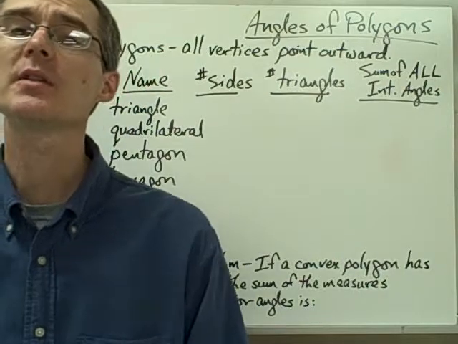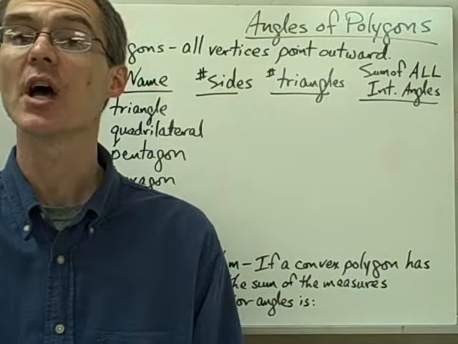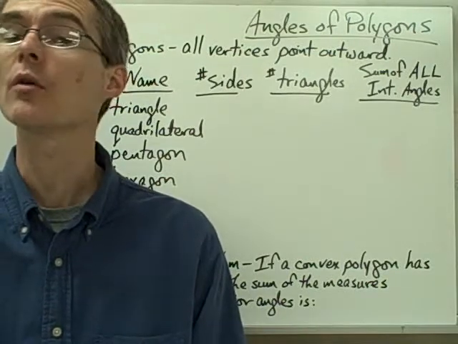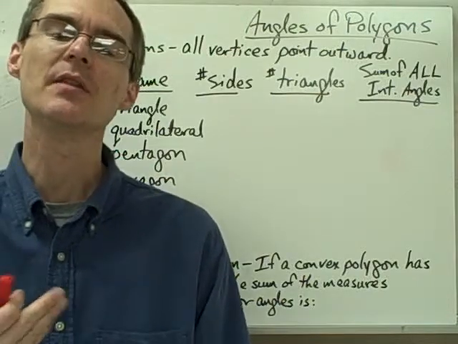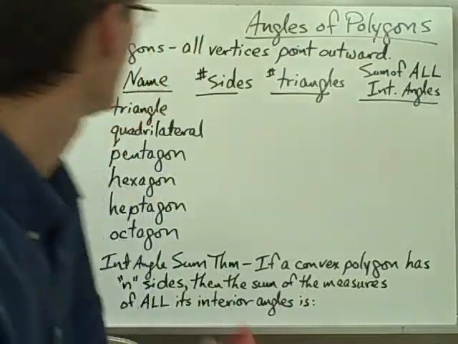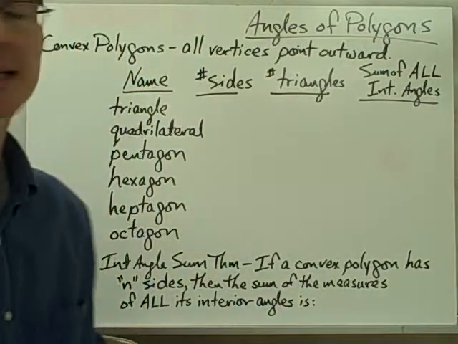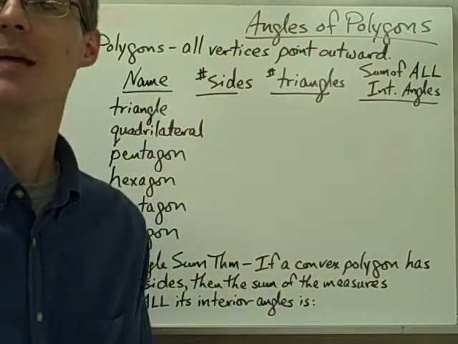Okay, in this video we're going to be talking about angles of polygons. Now you recall a polygon is just a figure formed by three or more coplanar segments that we call sides. Well, in this particular section we're going to be looking at a particular type of polygon which is called convex polygons. Now in convex polygons all of the vertices of the polygon point outward.